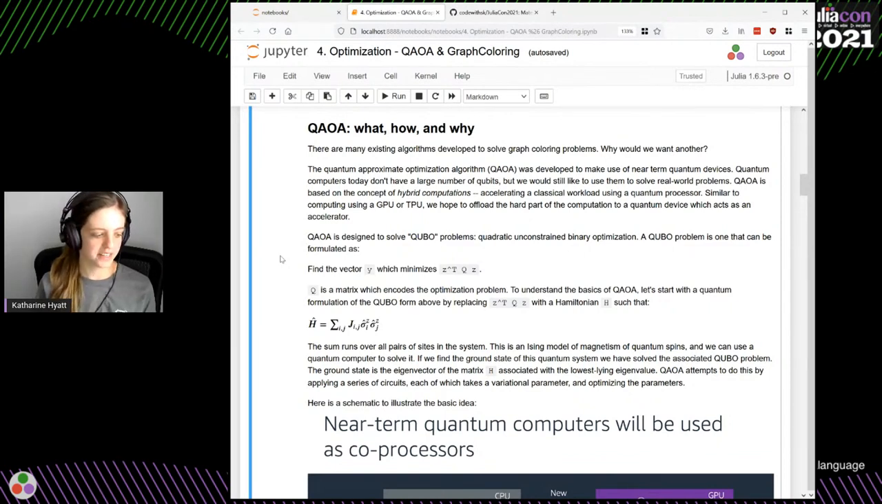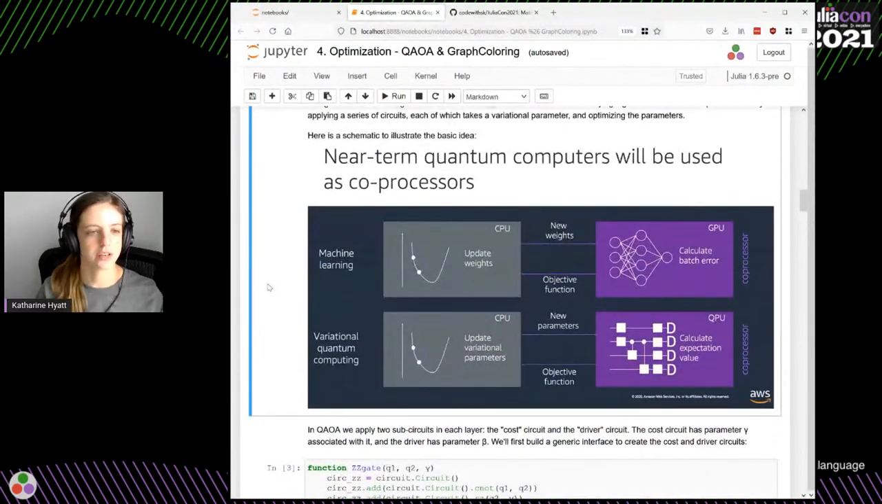But this is, again, very similar to what we do in classical machine learning, where we take the hard part of the machine learning step and offload it to the GPU. This dramatically speeds up machine learning training, and it's been responsible for a huge amount of progress in the field of machine learning in the past 15 years. So we would like to hopefully replicate something like this with quantum devices. Here I have this attractive graphic, which can make this a little more concrete. We have near-term quantum computers here, and we'd like to use them to play the role that the GPU does in machine learning, but in this case, for optimization problems.